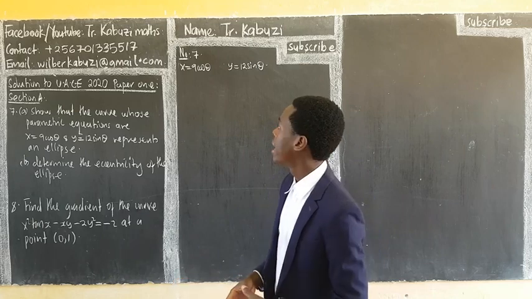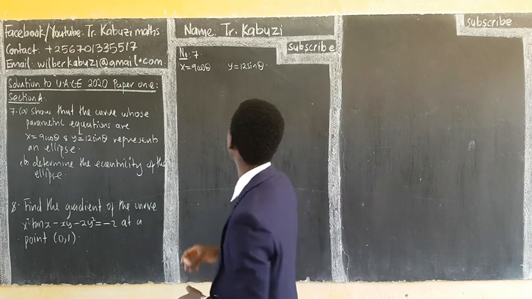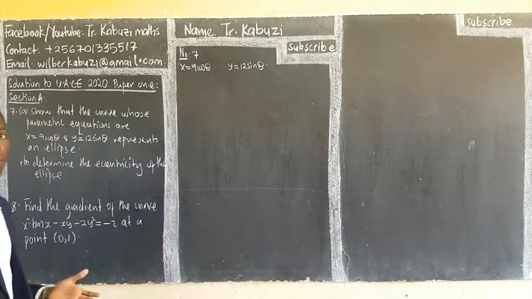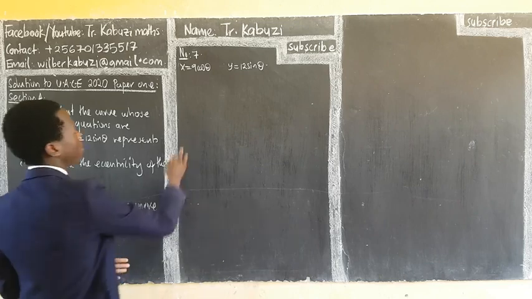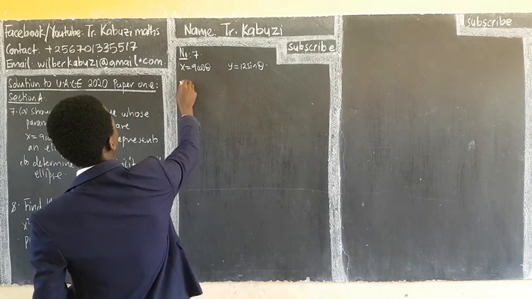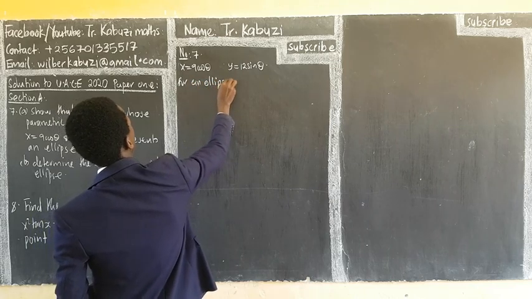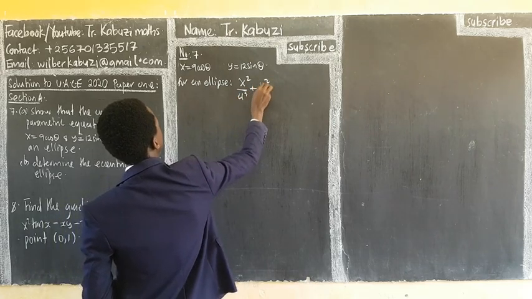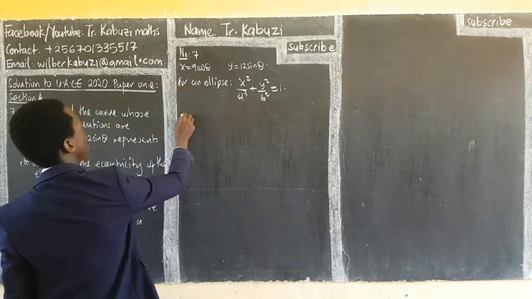gradient of a curve. So to get this, this is an ellipse. You know that our ellipses are always in the form of x squared over a squared plus y squared over b squared equal to 1, where the center is at 0, 0. So what we have to do for an ellipse, then we know that this has to be like this over b squared equal to 1. So from here, you can start now.